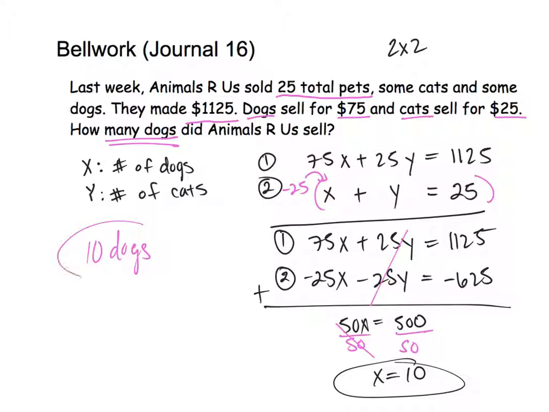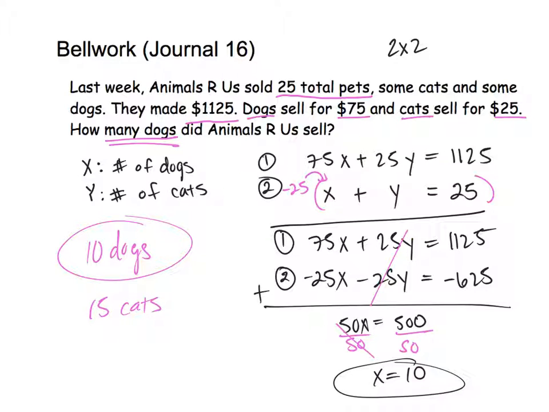And I know that they just asked for dogs, but if they were to ask for cats, right? You could plug 10 into one of these equations, solve for y, or you could just think about it. You have 25 pets total, 10 of them are dogs. So if you subtract 10 from 25, you get 15. So 15 here are actually cats. And that's how I can quickly do the math.